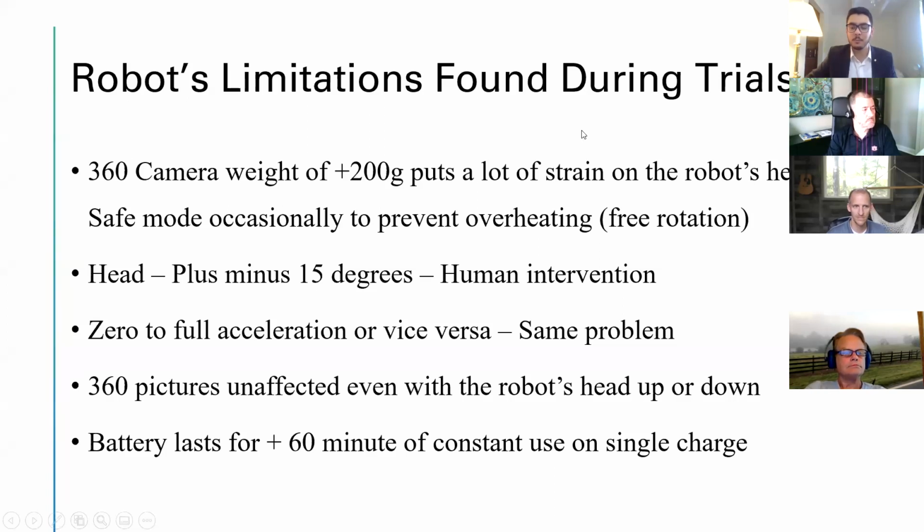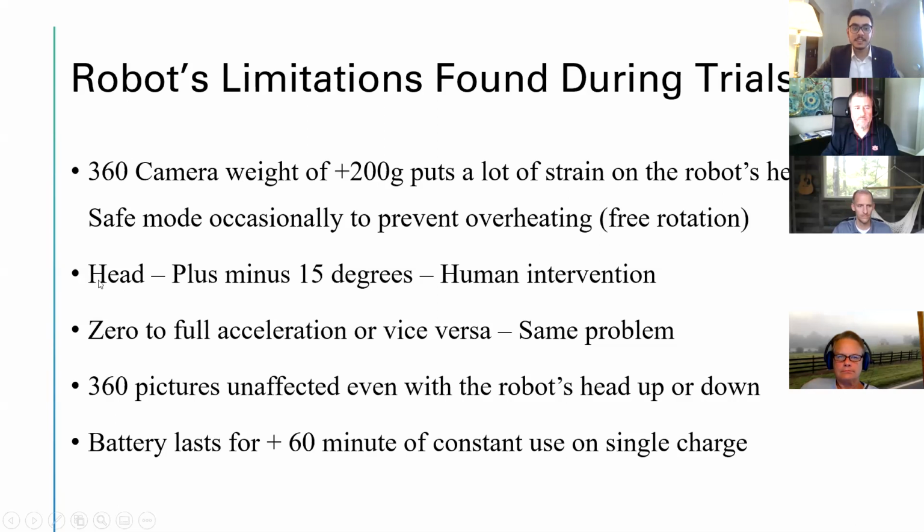Now, while I was going through this modification process and the trial process, there were some limitations that we found that the robot had. And this is something that's important for anyone who's carrying this out for future research purposes. You want to keep this in mind. So the 360 camera weight of the small mask that we actually ended up using put a lot of strain on the robot's head, which would eventually sometimes make it go to safe mode to prevent overheating of the robot's motors. And as soon as the robot goes in safe mode, it stops holding its head at one place, and you're unable to control the head anymore, and it just freely rotates wherever it wants.